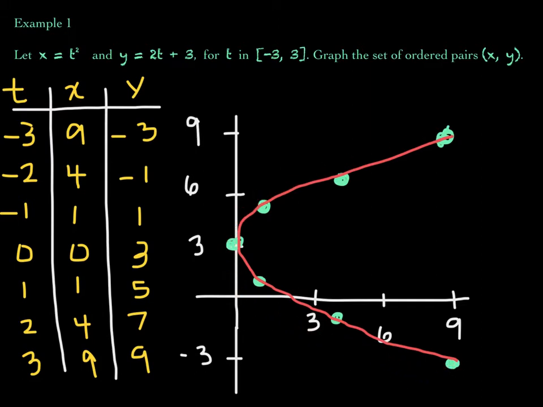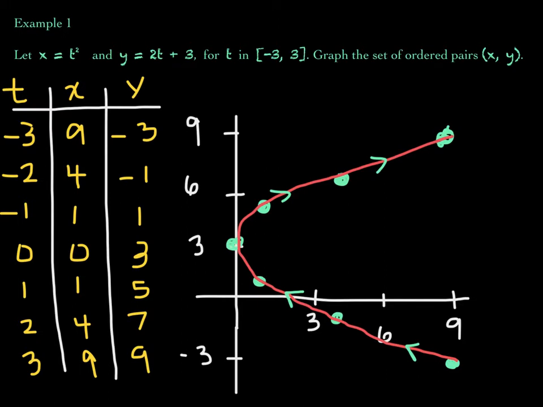As a matter of fact, let us draw arrows showing the direction that the curve traces as t increases. As t values increase, the curve traces this pattern here, or this curve. So these arrows here indicate the direction that the curve traces as t values increase. Pretty cool, isn't it?